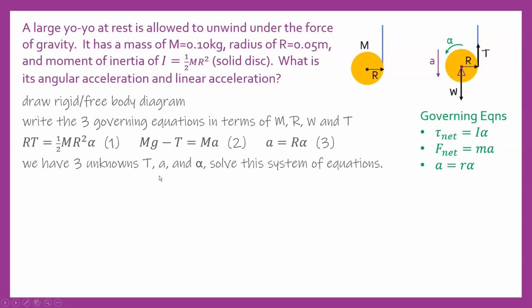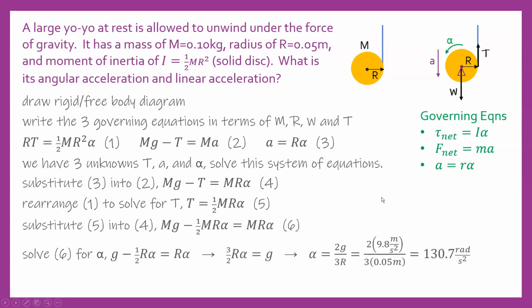So we have three unknowns: tension, acceleration, and angular acceleration. So we have three independent equations. We need to solve this system of equations. Notice our final expression for angular acceleration is 2g divided by 3r. We plug in our numbers, and we find that the angular acceleration is 130.7 radians per second squared. Notice that mass does not affect angular acceleration.